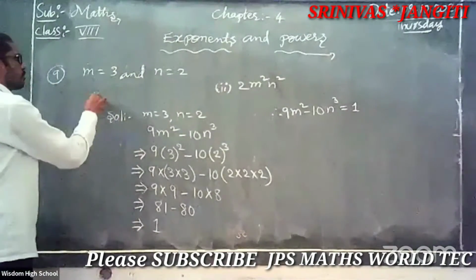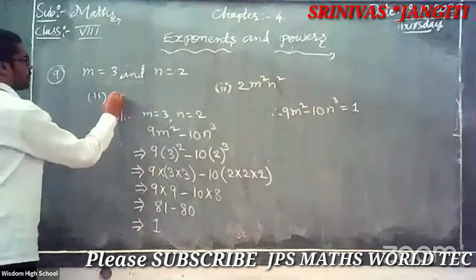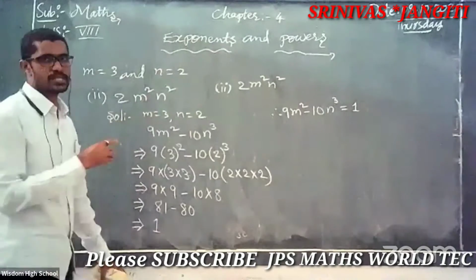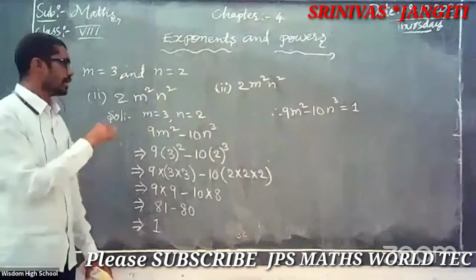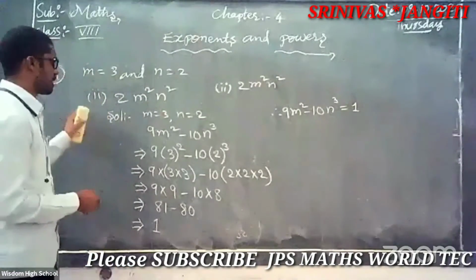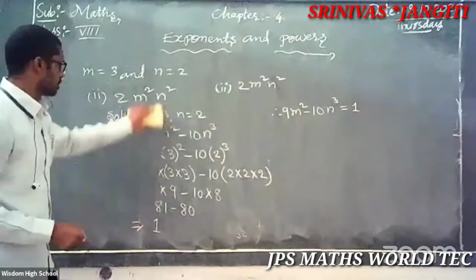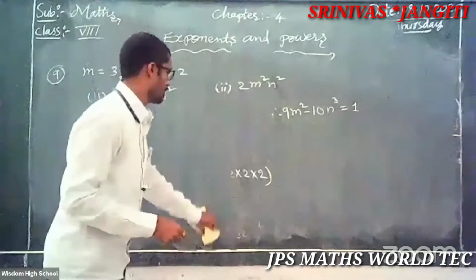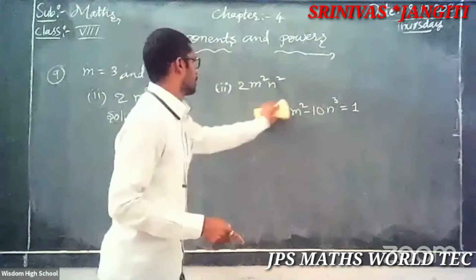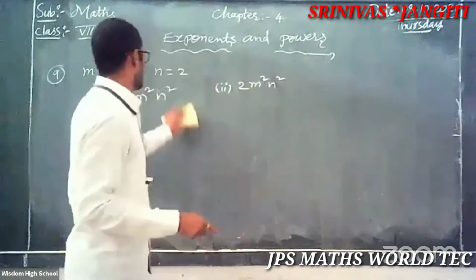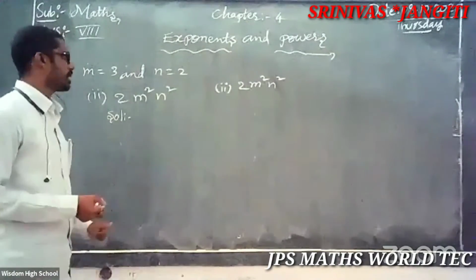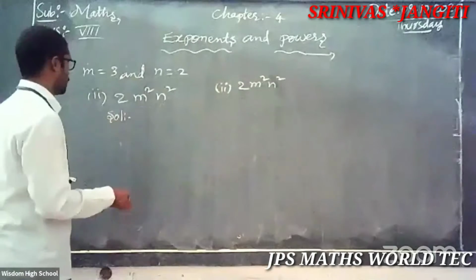Observe. What is the second? 2m²n². What is here? 2m²n², the same expression. Come on, tell me now. Yes, correct, students. Then just replace m, you substitute 3, and where is the n? Replace it with 2. Then go to the problem.